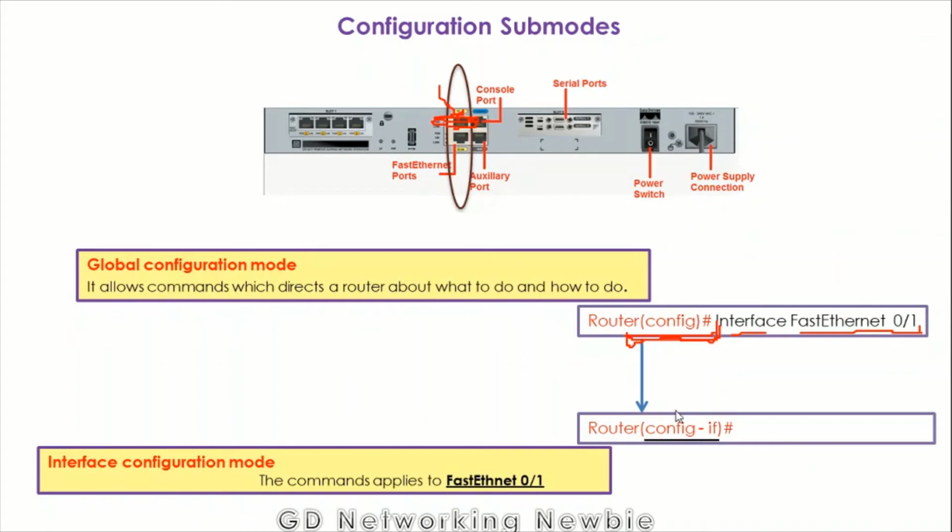At this specific time, whatever commands we apply to the router will only affect this fastethernet 0/1 interface. They will be applied only to that interface, not to the complete router, not to other ports or interfaces. So this is the sub mode, and there is a set of commands which we can use only in this sub mode.